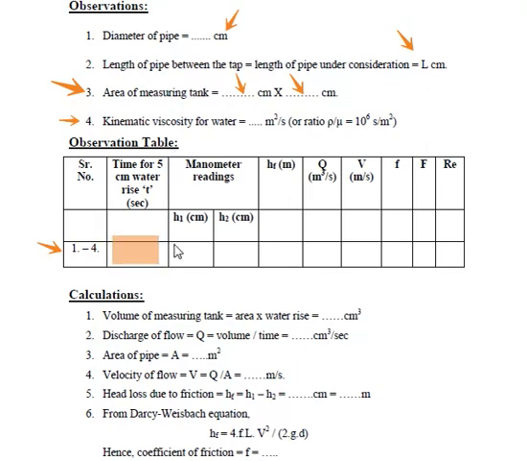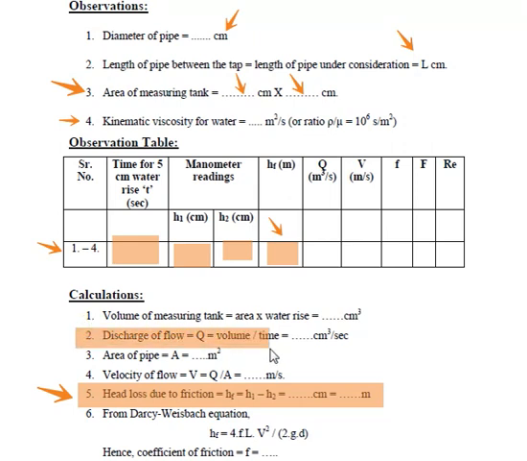Again manometric difference H1, H2. Okay. Now HF is what? HF in meters, that is head loss due to friction, that is H1 minus H2 here. Okay. You can correlate this with this. Clear? Now discharge. Now discharge, what is the formula for discharge? Discharge is volume upon time, that is LBH upon T. You can note it down here.